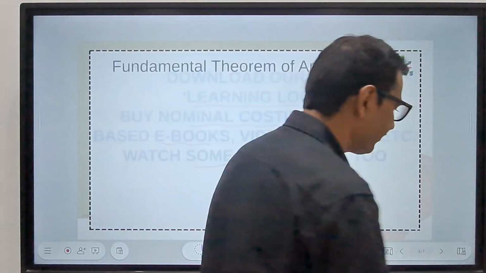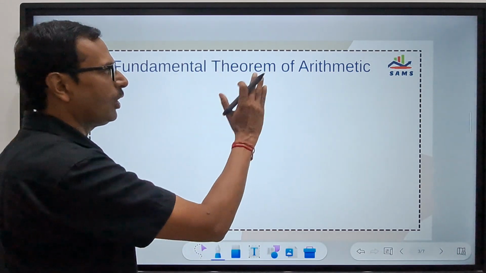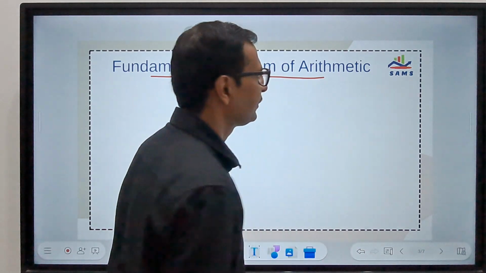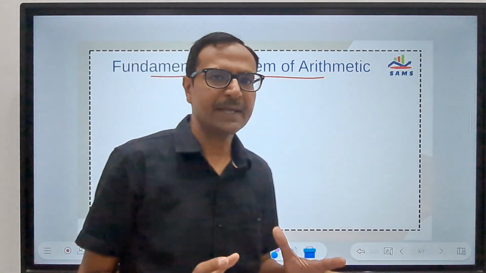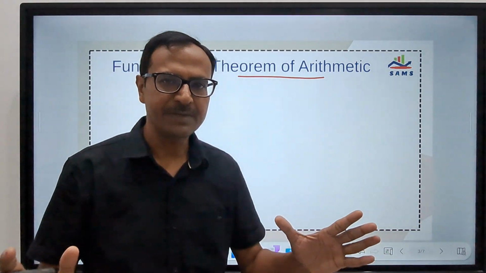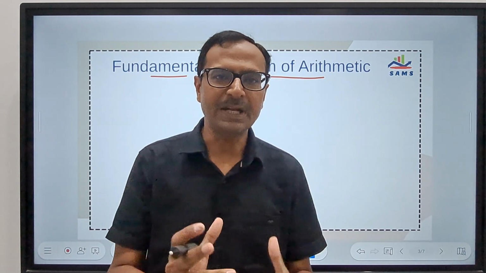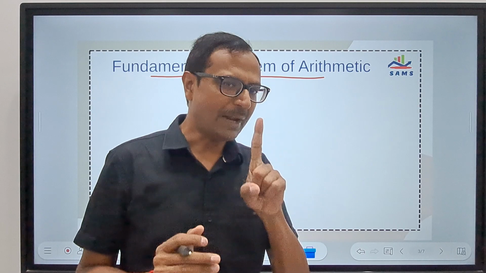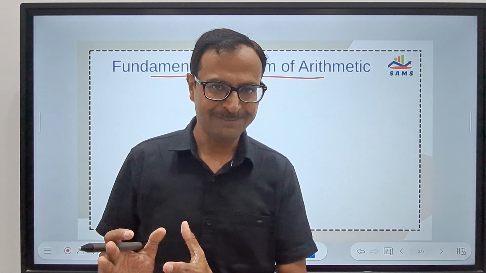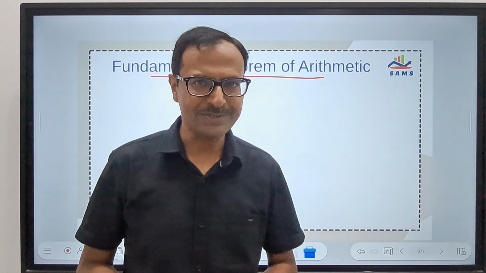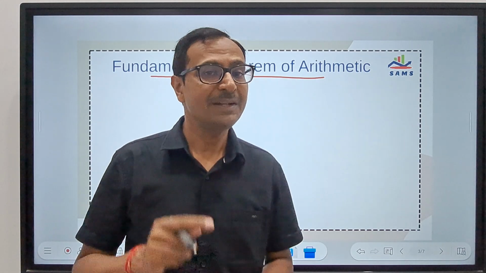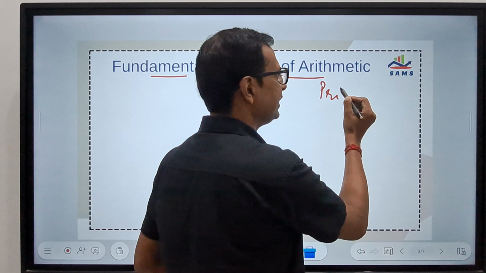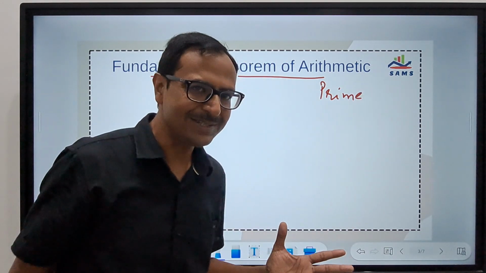Let's see the concept in hand first, the fundamental theorem of arithmetic. So what is fundamental theorem of arithmetic? You all know that the numbers are categorized into two different types of numbers based on their divisibility. So if a number is divisible only by 1 and by itself, that means it has only two factors, the number 1 and the number itself, then it is known as a prime number. I think that's a pretty elementary concept, right?